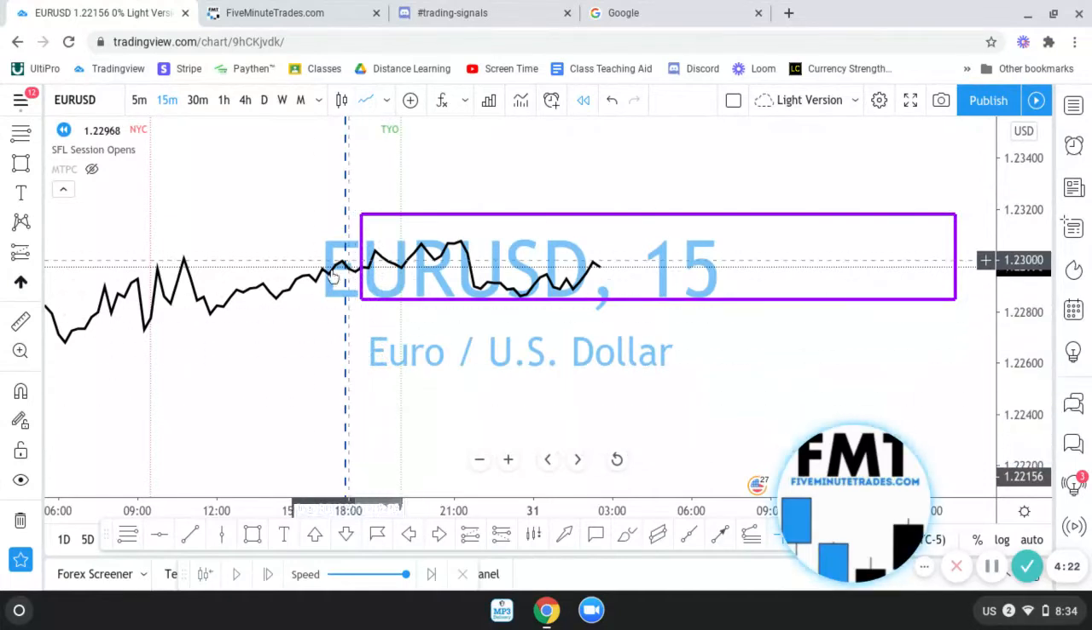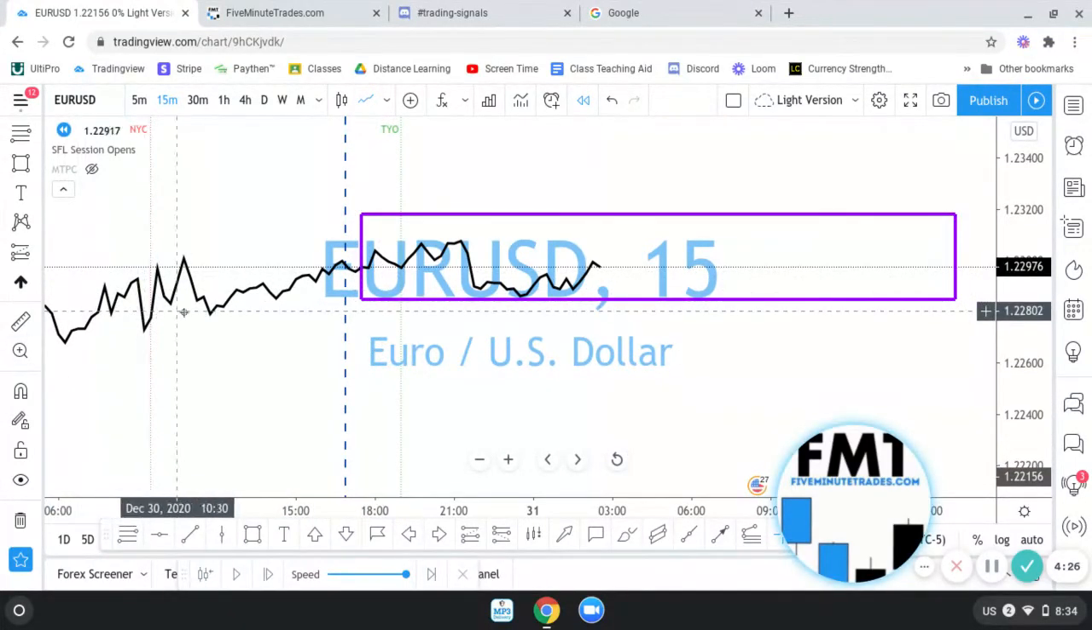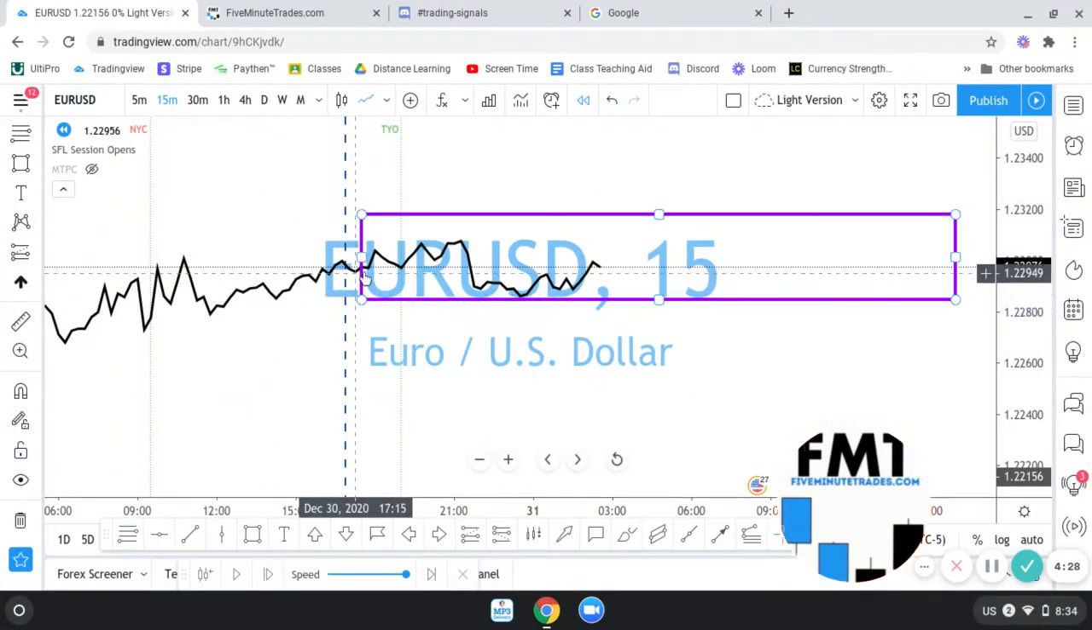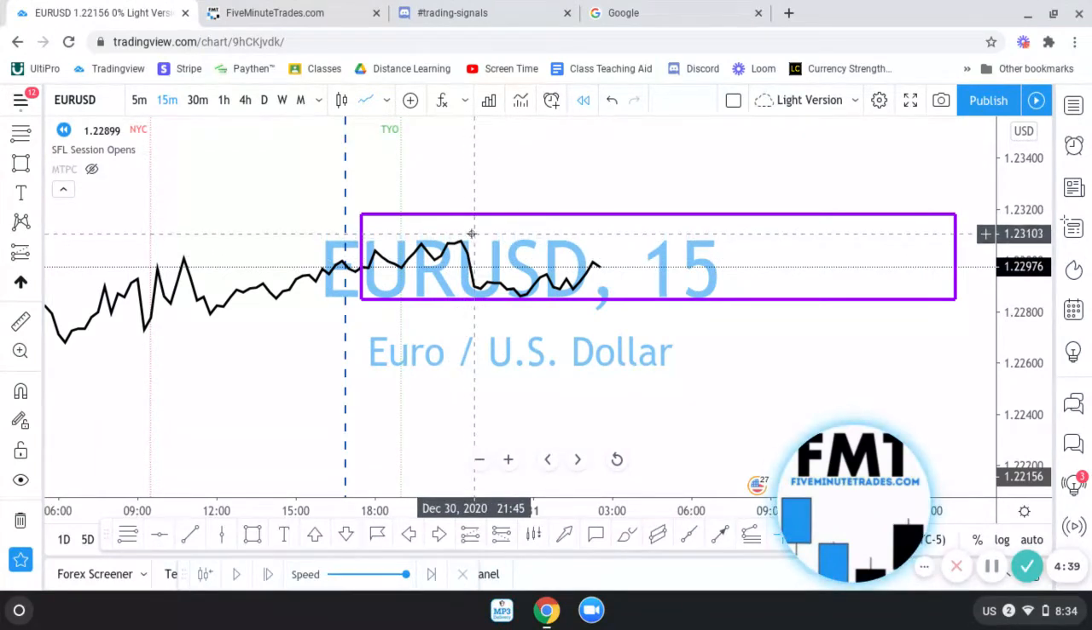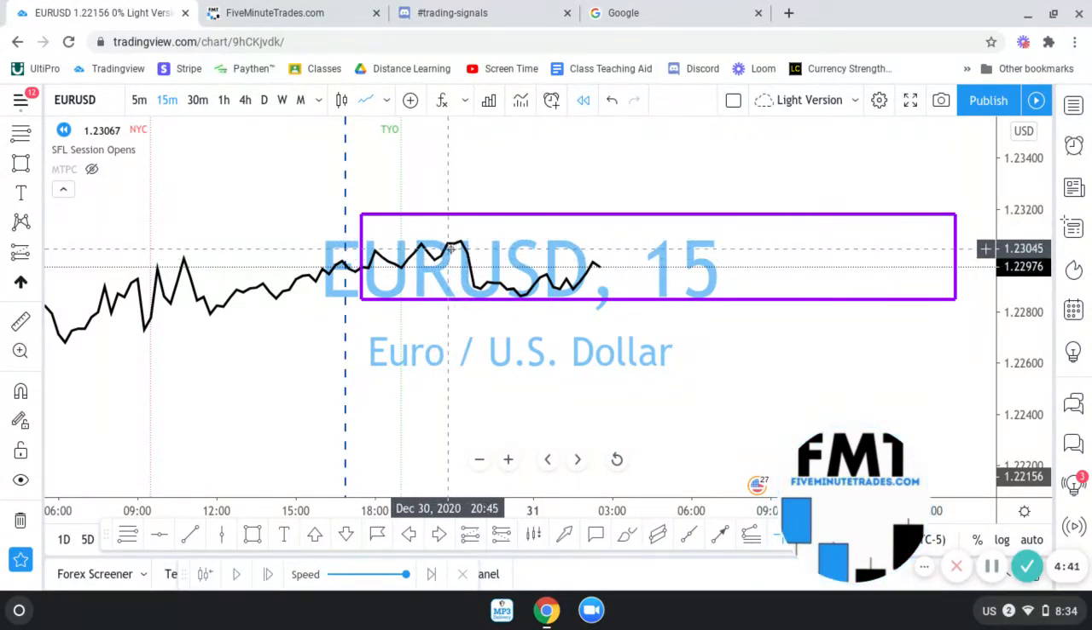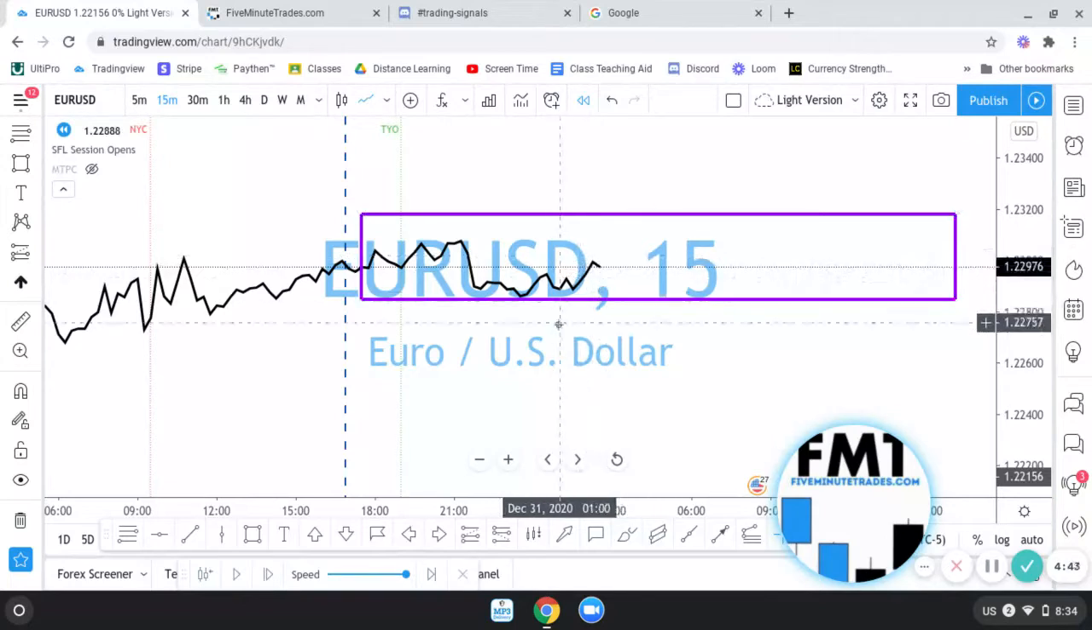All right, so we see we have the Euro Dollar. It was trending up here, and then, as we can expect, after 5 o'clock during the Tokyo session, it started ranging. Notice here that we have a high, and then we have a lower high.